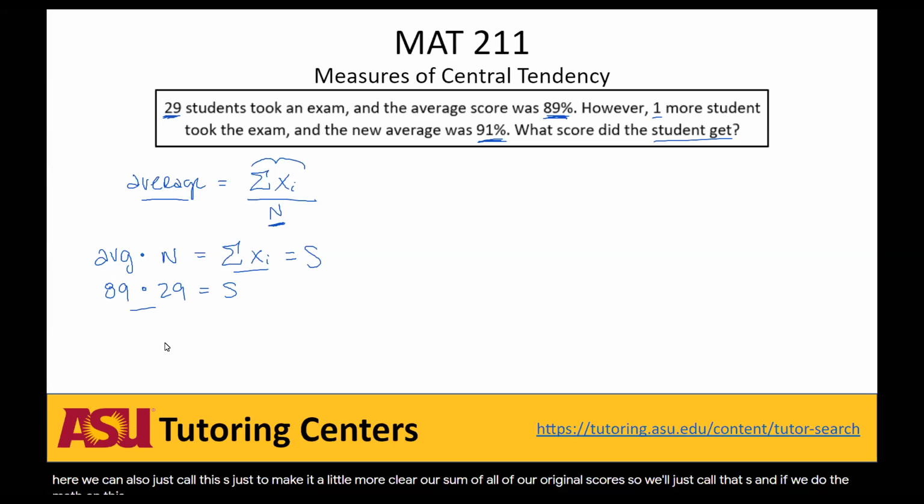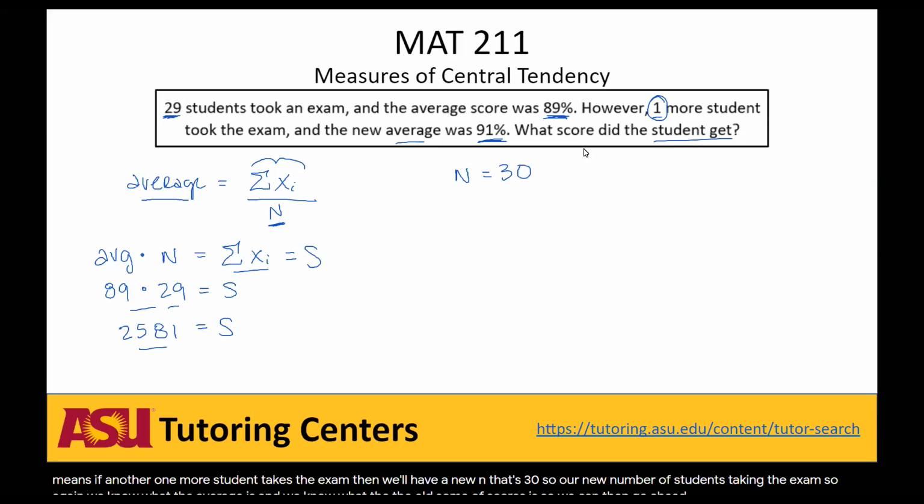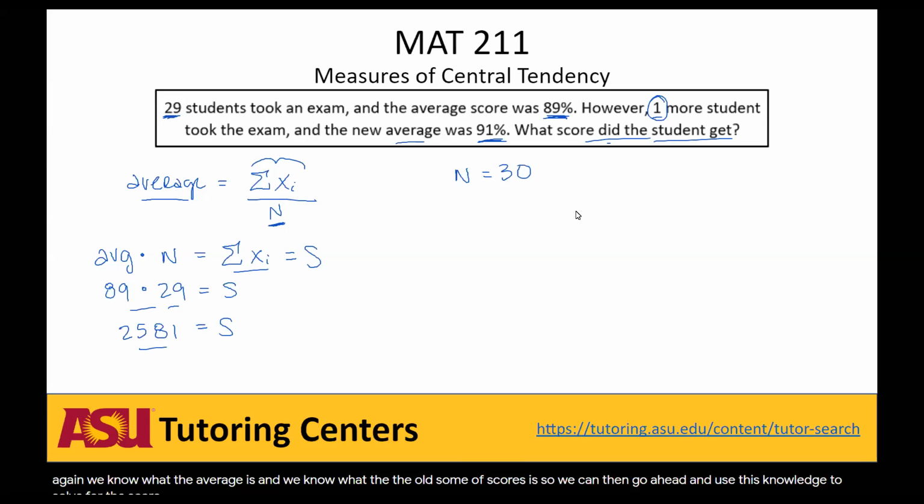And if we do the math on this, we just multiply this in our calculator. This is 2581 equals our sum, S. So we know that 29 students originally took this test. So that means if one more student takes the exam, then we'll have a new n that's 30. So our new number of students taking the exam. So again, we know what the average is, and we know what the old sum of scores is. So we can then go ahead and use this knowledge to solve for the score of the new student.